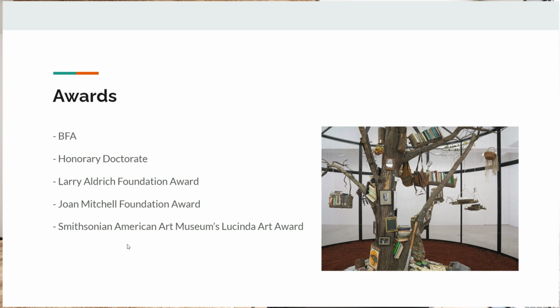On to some of his awards. Dion has received numerous awards, starting at a Bachelor's of Fine Arts and an honorary doctorate, and then some more prestigious ones, such as the 2001 Larry Aldrich Foundation Award, the Joan Mitchell Foundation Award in 2007, and the Smithsonian American Art Museum's Lucida Award in 2008.